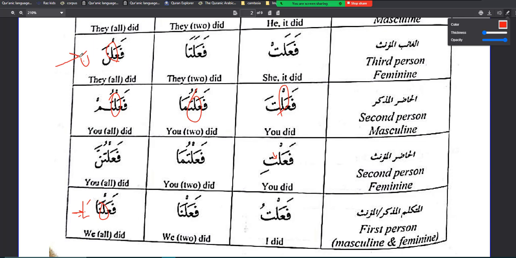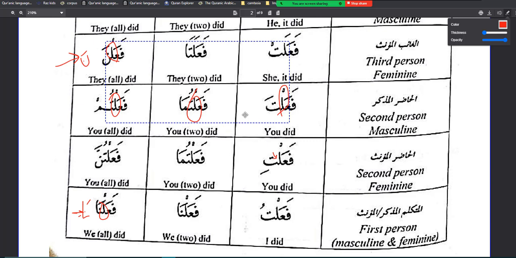Okay. So for the third person feminine plural, you say fa'alna. They all women did. Fa'alna with an alif, you say we all did. Okay, first person. And it is important to know that there is no verb without a pronoun hidden within it. So there will always be a pronoun inside a fi'l. It is a must. Okay?